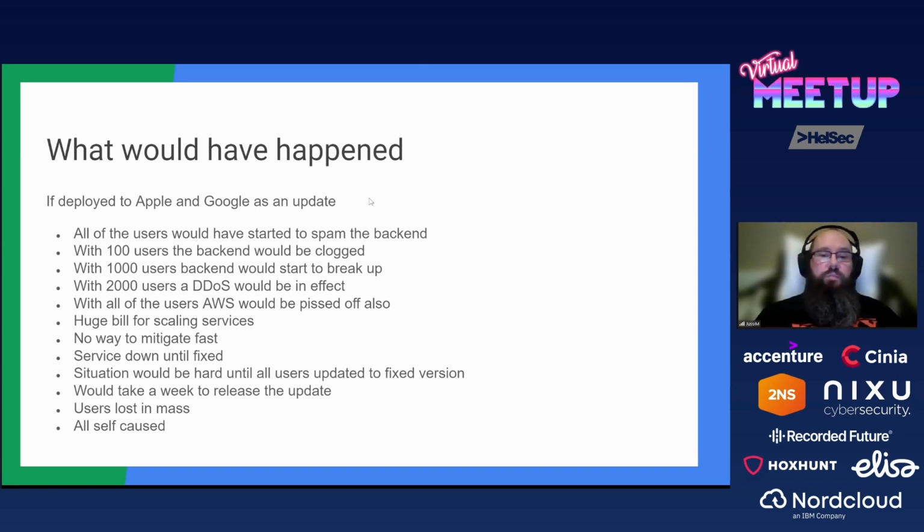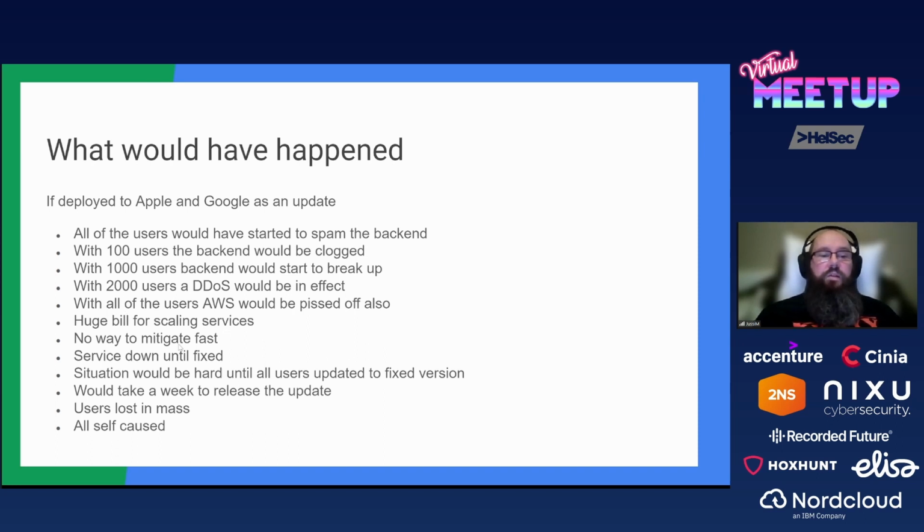We would need to scale up the environment fast. 1,000 users, the backend would really have difficulties keeping up with the demand. 2,000 users, we can't do anything anymore. So all of the applications would be spamming us, and 250,000 users, if they all got it, well, Amazon would be pissed off also. So it would be a pretty huge distributed denial of service. And if we try to keep up and let the environment scale, well, it increases the bill.